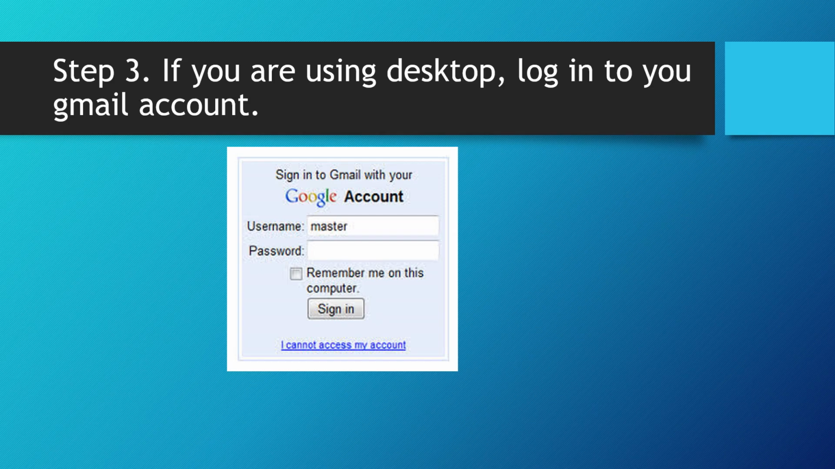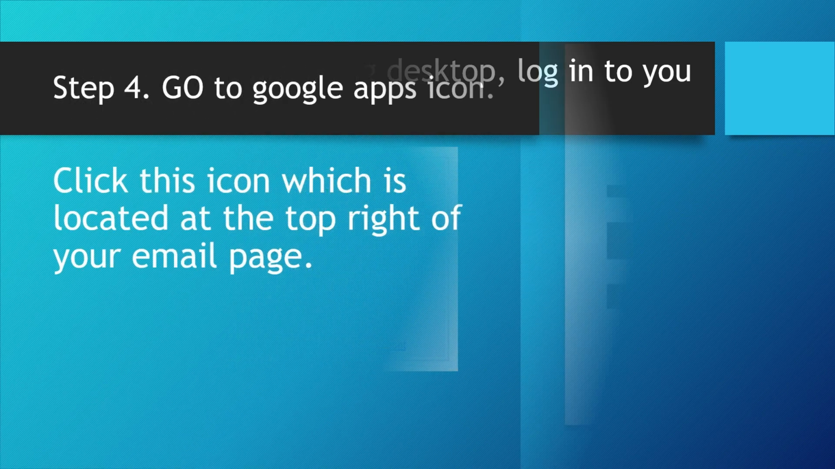Once you're done creating your account and you already have your email account, it's time for you to log into your Gmail account. Whether you are using your cell phone, your laptop, or your desktop. So step 3, if you are using a desktop, log into your Gmail account. Exactly the same thing if you are using a cell phone. To log into your email account, just type your username and then your password and then sign in.